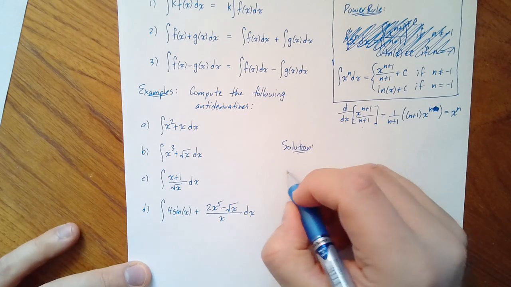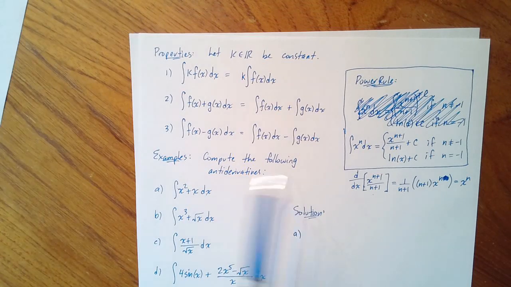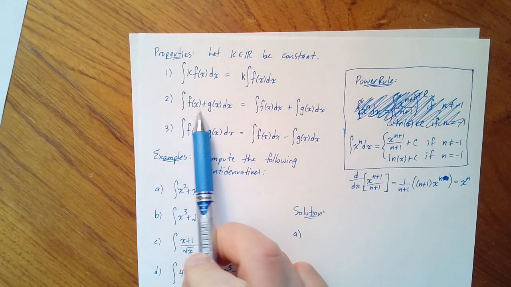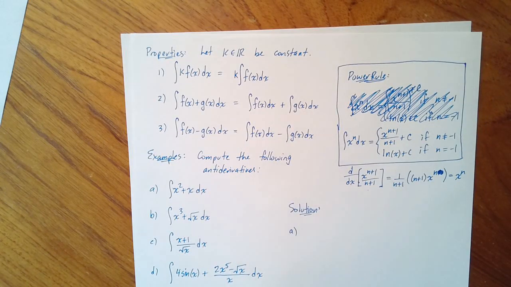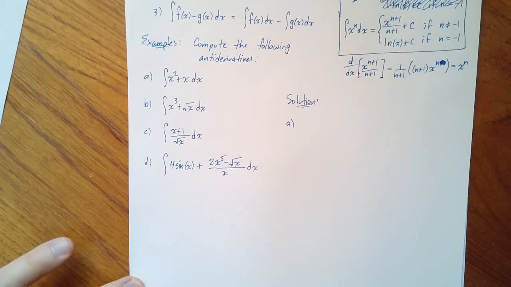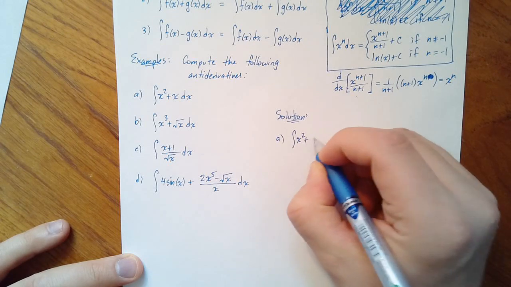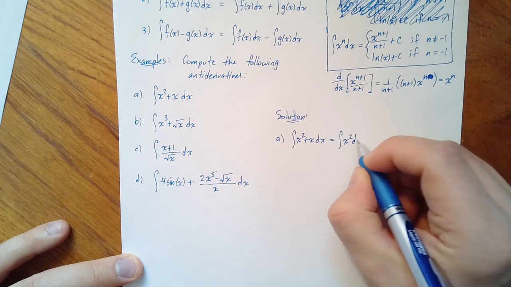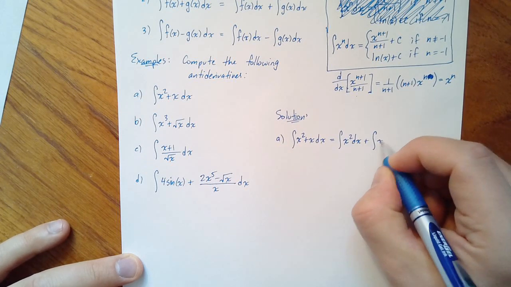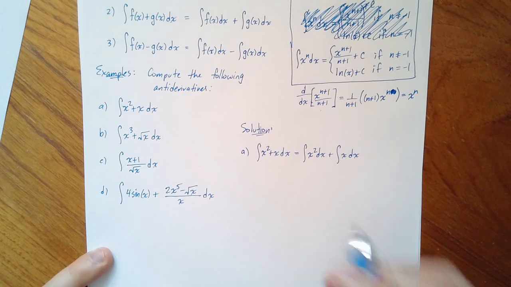So the first one, we're going to take advantage of this property here that says if you have the antiderivative of the sum of 2 functions, you can split it up as 2 separate antiderivatives taken by looking at each of the functions separately. So we'll do that here. We'll write the antiderivative of x squared plus x is equal to the antiderivative of x squared with respect to x plus the antiderivative of x with respect to x. So it's broken it up into 2 separate antiderivatives. And now we can evaluate them separately.